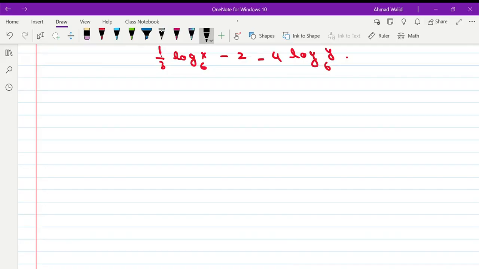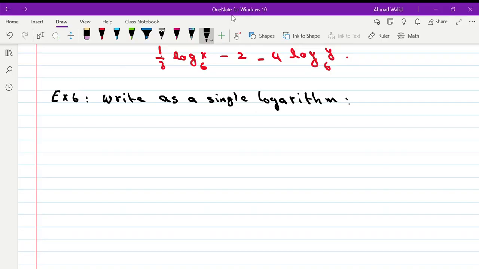Example number, I don't know, 6, 7, how many did we do? Example number 6. Write as a single logarithm. What is the problem? Again, we will start with the simple ones. Log of 2 base 4 plus log of 32 base 4.